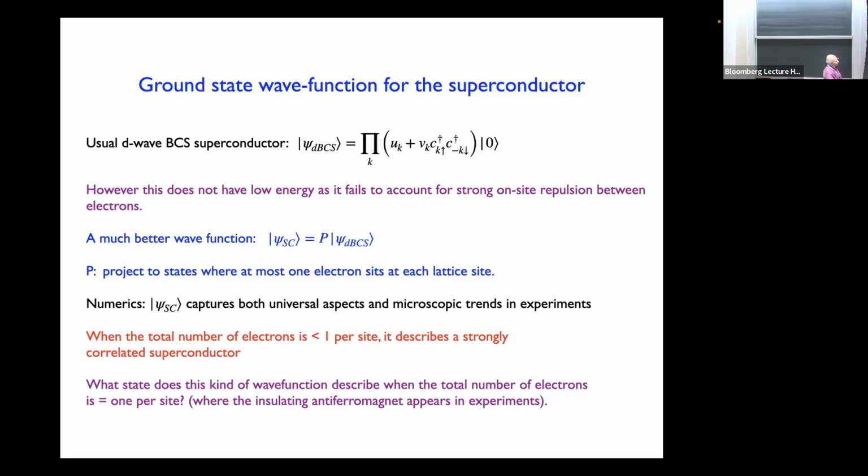So the total number of electrons is less than 1 per site. That's where the superconductor occurs. This describes a strongly correlated superconductor, not just a BCS superconductor, but a strongly correlated version of the BCS superconductor.